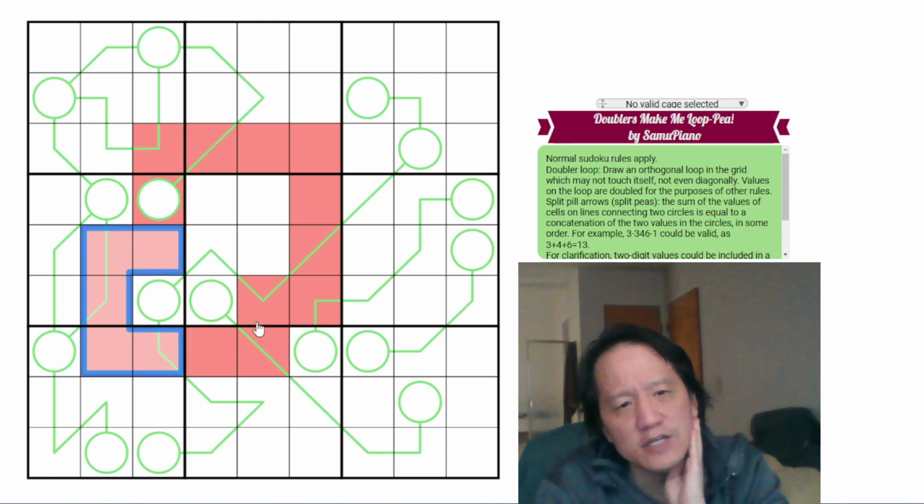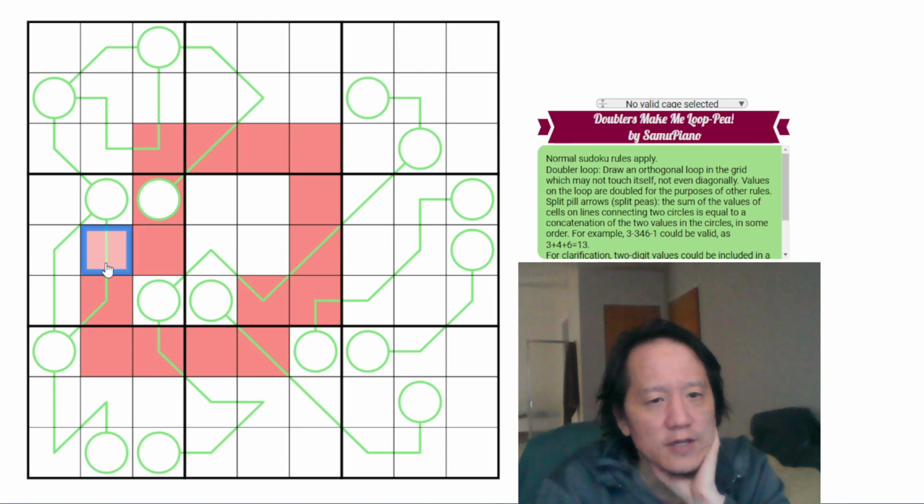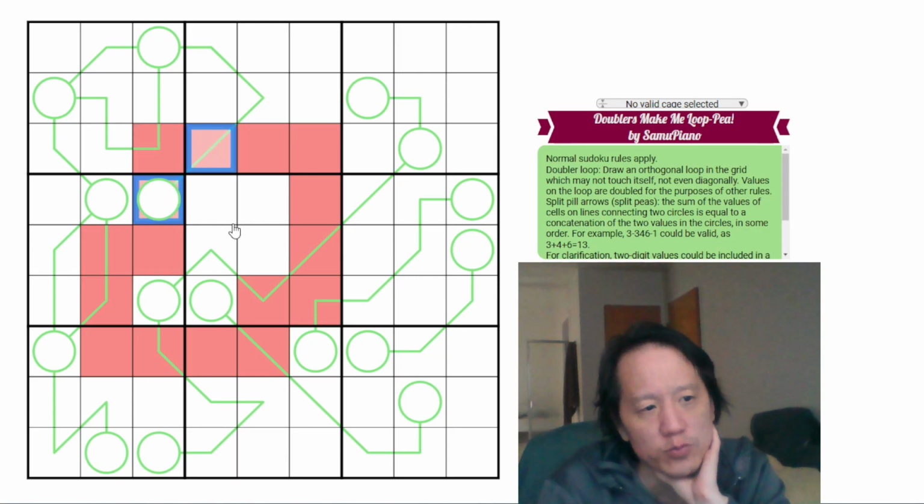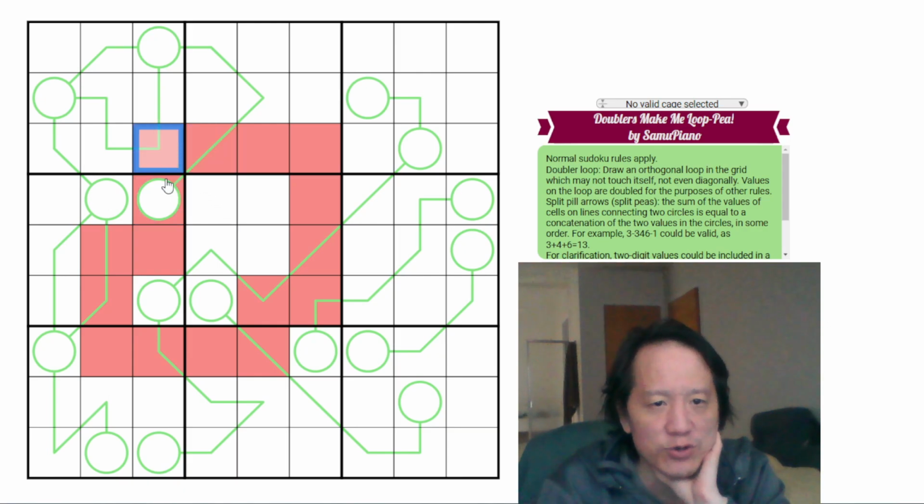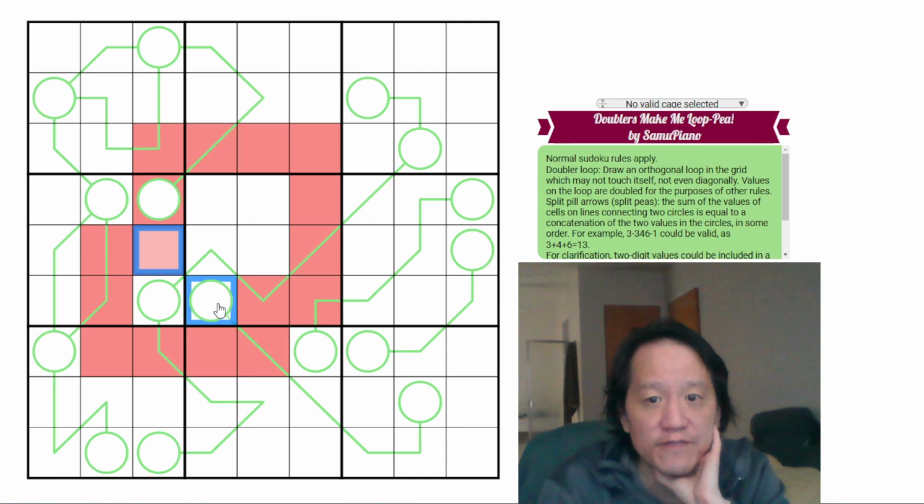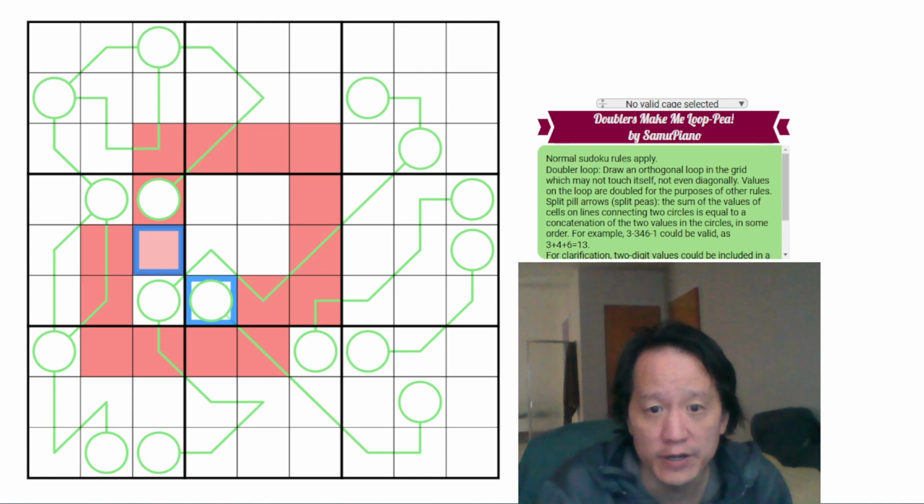So I guess you could say it's an orthogonal loop, and every square on the loop can only touch two other squares on the loop. And they must be orthogonal. And orthogonal just means that they share an edge. So this is orthogonal. What we did there was diagonal, so that's not orthogonal. And the values on the loop are doubled for the purposes of other rules. Just remember that.